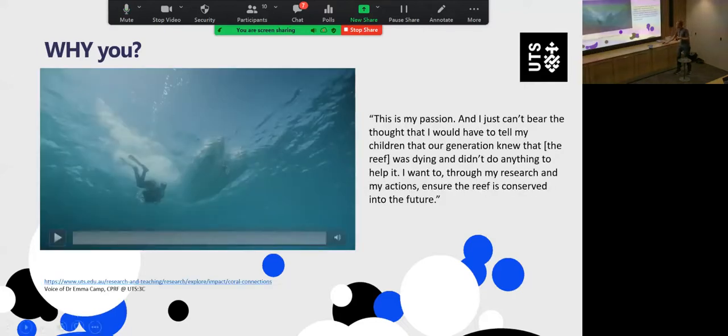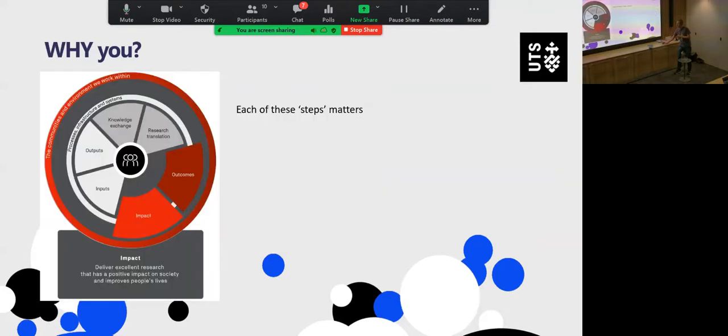So here's a quote, back to the individual level, that reinforces this one by Emma Camp, who's the Chancellor's Postdoctoral Research Fellow around the coral clip.